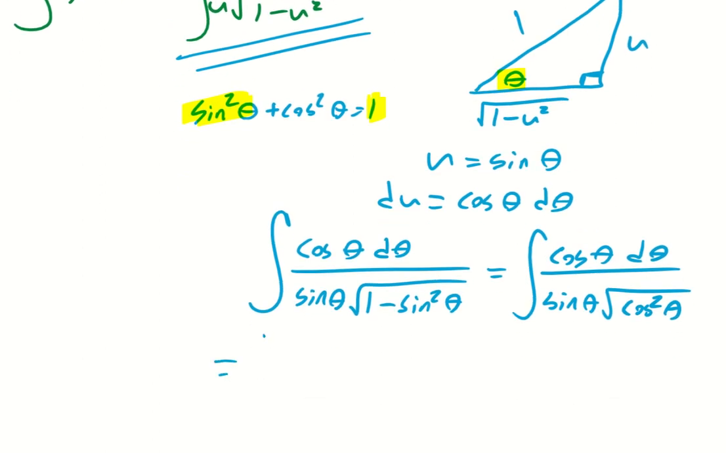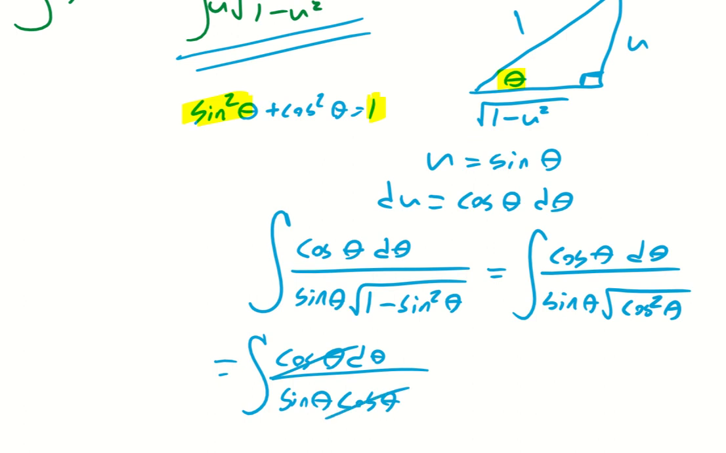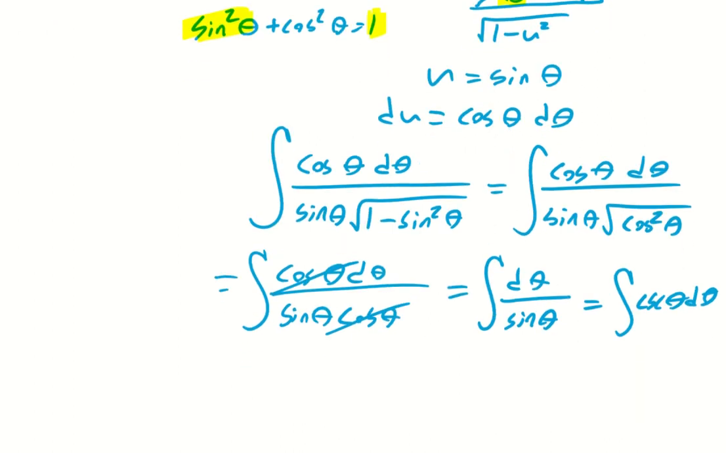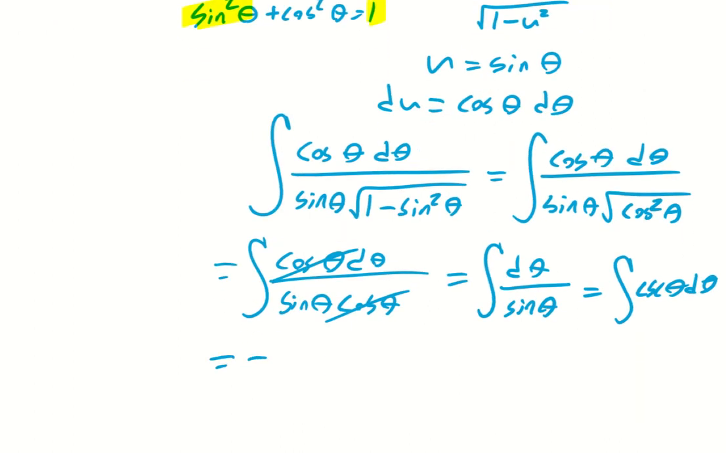Well, the square root of cosine squared of theta is just the cosine of theta. So we have cosine theta d theta over sine of theta times cosine of theta. Well, the cosine of thetas, those just drop out, they simplify. So now we have the indefinite integral d theta over the sine of theta, which is just the cosecant of theta d theta. And what is that? That would be minus natural logarithm of the absolute value of the quantity, the cosecant of theta, and that's plus the cotangent of theta.